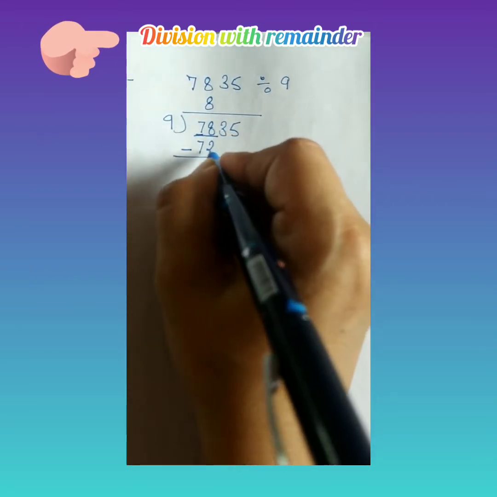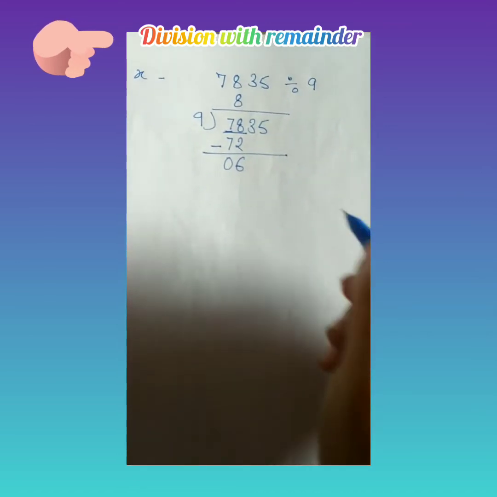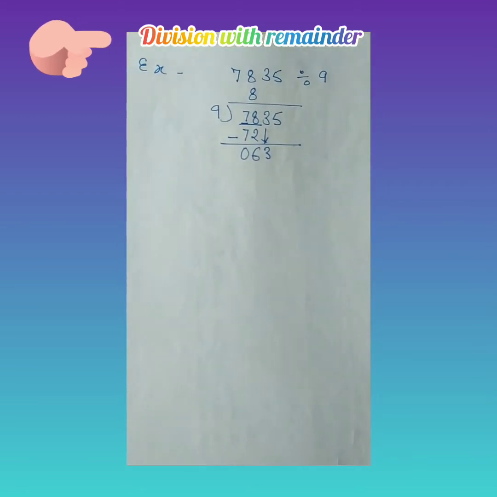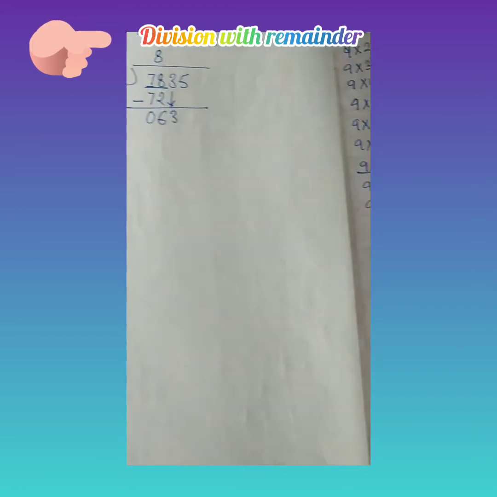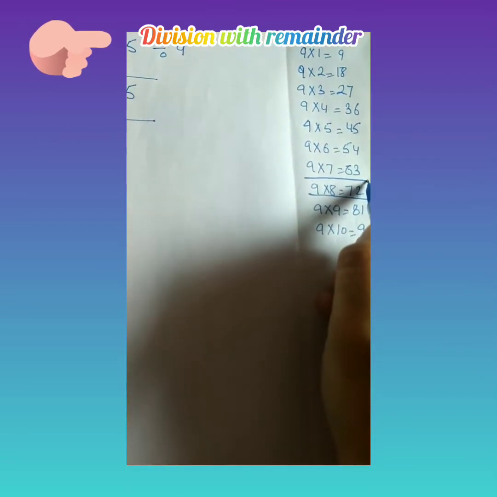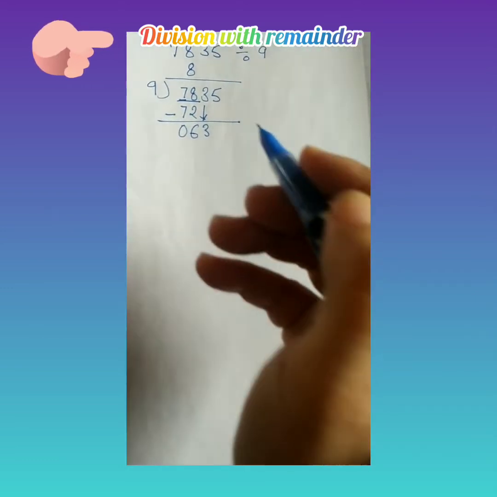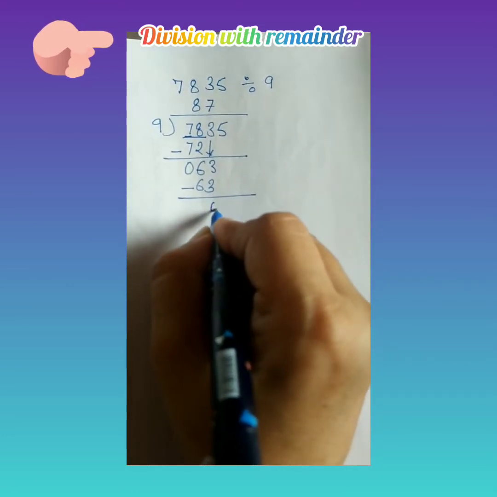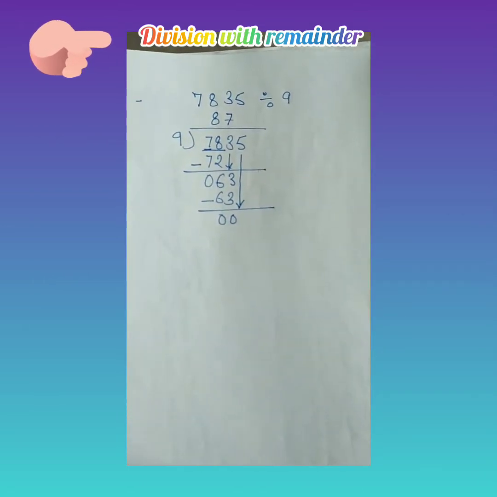Now subtract: 8 minus 2 is equal to 6, 7 minus 7 is equal to 0. Now we are left with this 3. Next digit we will write 3 here. Okay. Now the number is 63. Let's check. 63. Yes, we have 63 in the table of 9. 7 times 9 is equal to 63. So we will do it here. 7 times 9 is equal to 63. And this is 0. Now we are left with the last digit, that is 5.